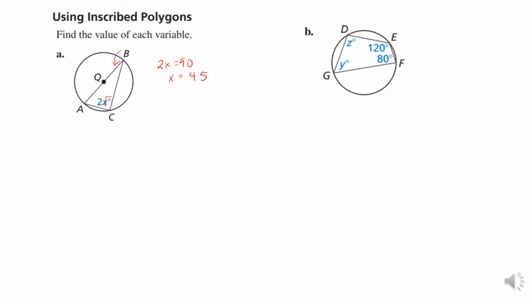Okay, for this one, I need to find this. So since DEFG is inscribed in a circle, we know that the opposite angles are supplementary. So 180 minus 120 equals y, so y equals 60 degrees. 180 minus 80 equals z, so z equals 100. Okay, so that is how you find those.